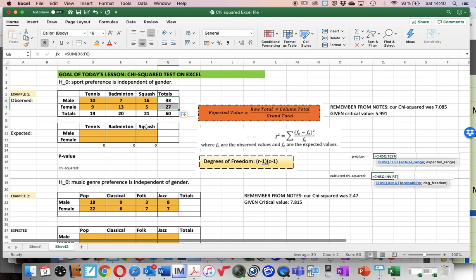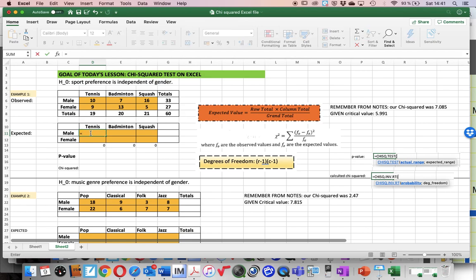Okay. So we now need to populate our expected values. All right, so let's do the first one. And we're not going to do each one separately. I'm going to show you a cool little shortcut on how to populate it all at once. But let's do the first one.